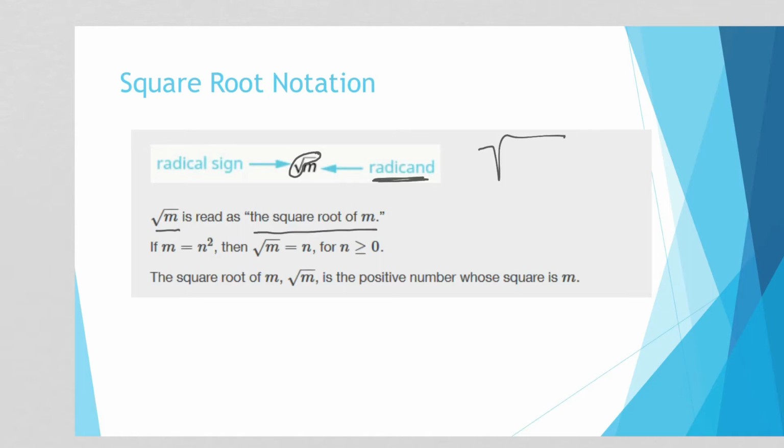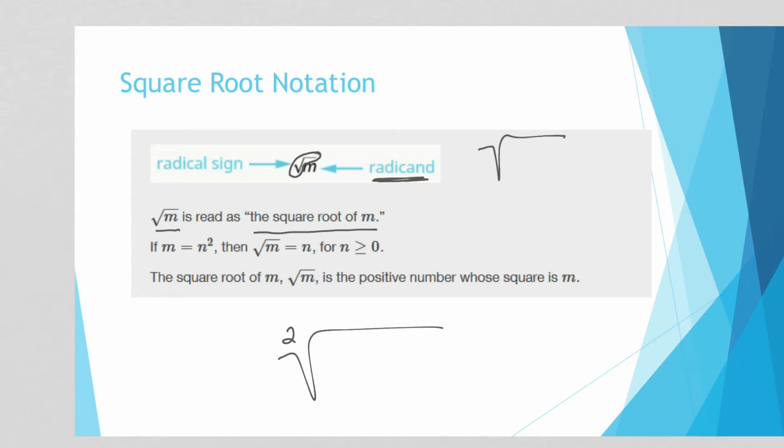Just so you know, if there is no number written up here, that number is assumed to be a 2. We do not write it. We say it because we say square root. But it is assumed to be a 2.